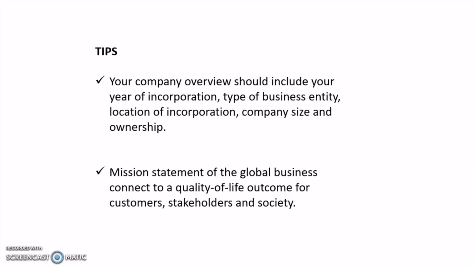So company size, what is the size of your company? Is it a small business? Is it a medium scale business? Is it a large scale business? So based on the number of employees, you can now tell us it is a small company if you have less than 50 employees, right?